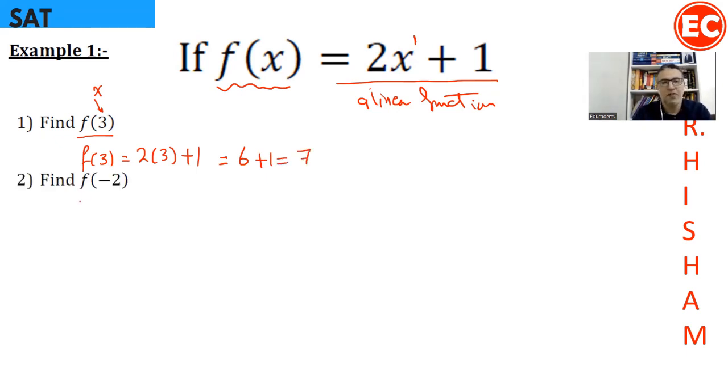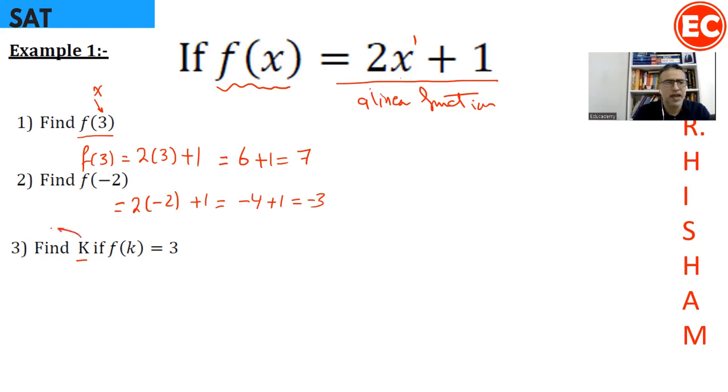Second example, f of negative 2. The meaning of f of negative 2 is replacing x in the equation with negative 2. So 2 multiplied by negative 2 plus 1, which is equal to negative 4 plus 1, which is equal to negative 3. Third question, find the k, or a, or b, or c, a constant. So k here represents a constant. In the case of f of k equal to 3, as we notice here, f of k means replacing x with k. So 2 multiplied by k plus 1, and the whole equation is equal to 3.